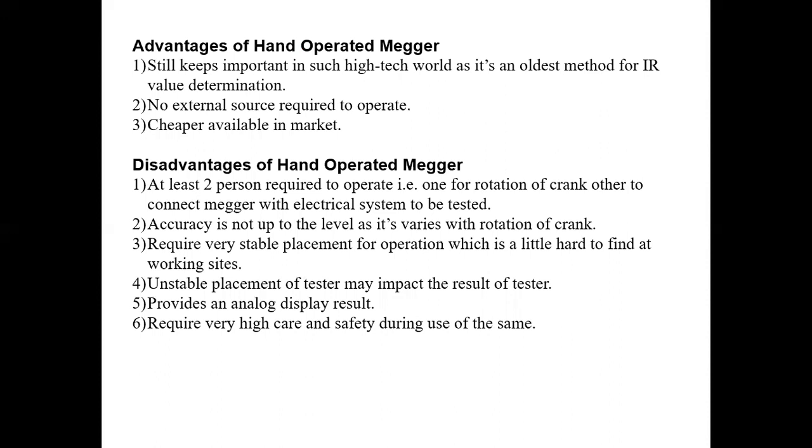No external source is required to operate the hand operated Megger. It is cheaper and available in the market, that is, the cost is low. The disadvantage is that at least 2 persons are required to operate it: one for rotation of the crank, the other to connect the Megger with the electrical system to be tested. Accuracy is not up to the level as it varies with rotation of the crank. It requires very stable placement for operation, which is a little hard to find at a working site.